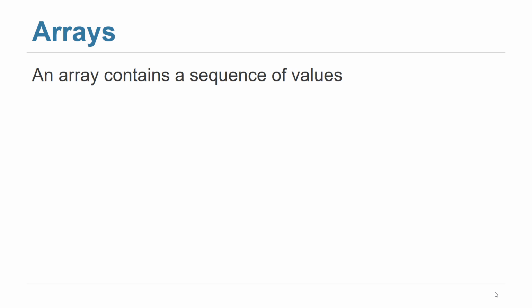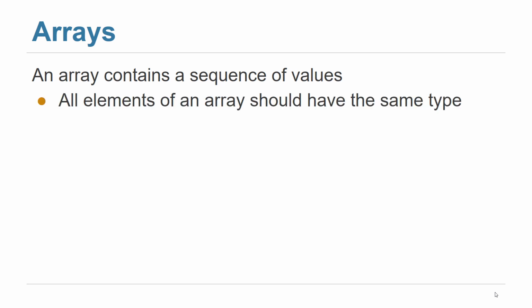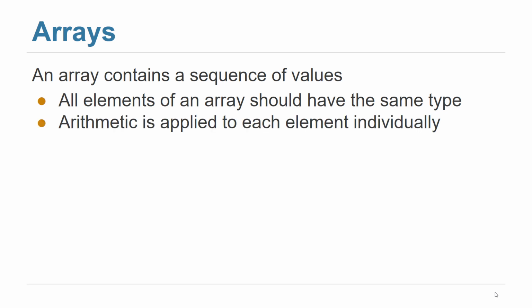Okay? So an array, I think you are familiar with that, is a sequence of values. All elements of an array have the same type. Okay? So all of them are integers or floats or strings and so on. You cannot have elements of different types in the same array. And arithmetic is applied to each element individually.